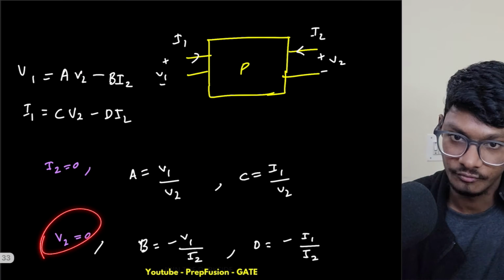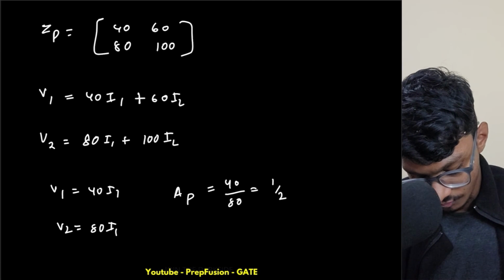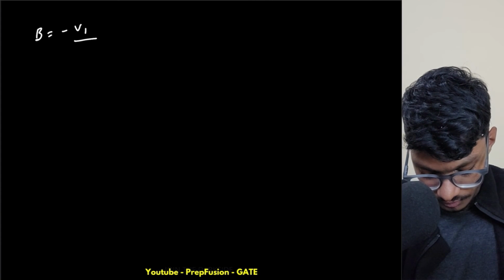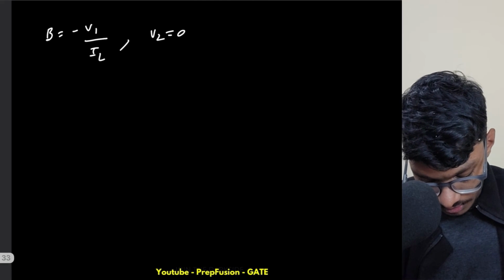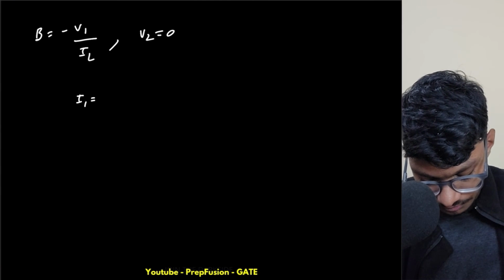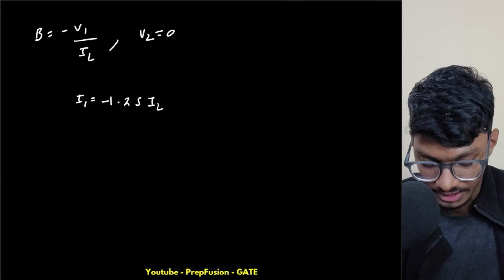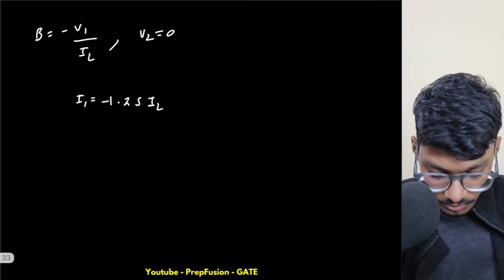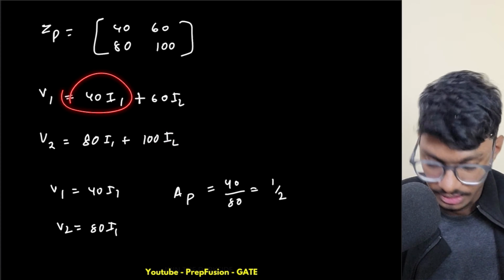So for BP I have to make V2 0. If I make V2 0, B is equal to V1 upon minus I2. So B is equal to V1 upon minus I2, and we have to make V2 0. So if I make V2 0, my I1 will be equal to 1.25 I2, and this is a negative sign. So obviously if I make V2 0, here V1 will be in terms of I1 and I2, and I want V1 upon I2. So I will write I1 in terms of I2 so that I can replace it over here, and then I can find my answer.